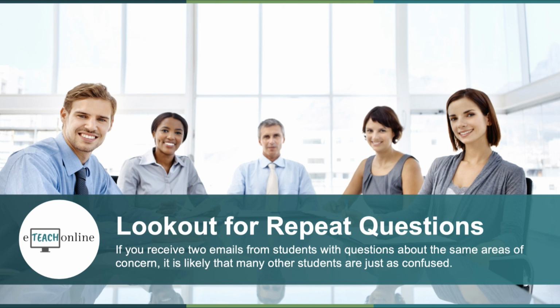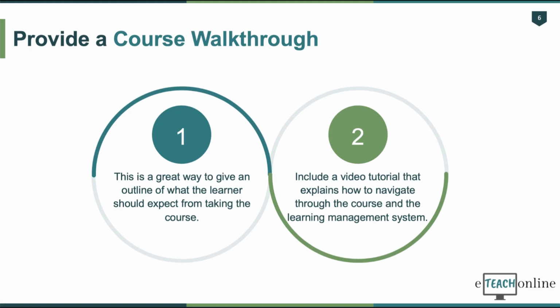Number 4, look out for repeat questions. One strategy that an instructor can use to anticipate if students are confused is to watch out for emails related to the same topic. If they receive 2 emails from students with questions about the same areas of concern, it is likely that many other students are just as confused. Number 5, provide a course walkthrough. Consider including a course walkthrough at the beginning of the course. This is a great way to give an outline of what the learner should expect from taking the course. Another effective way to do this is by including a video tutorial that explains how to navigate through the course and the learning management system.